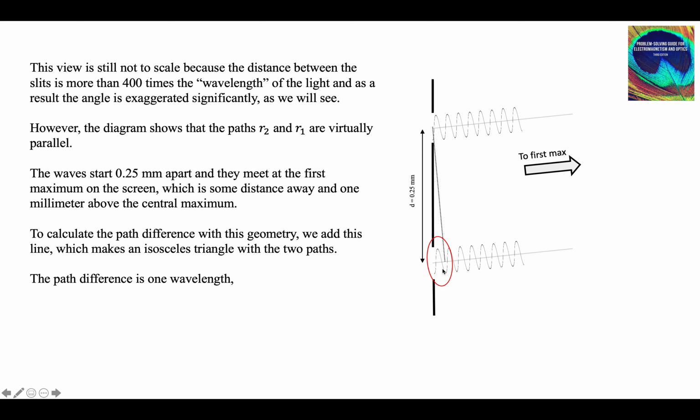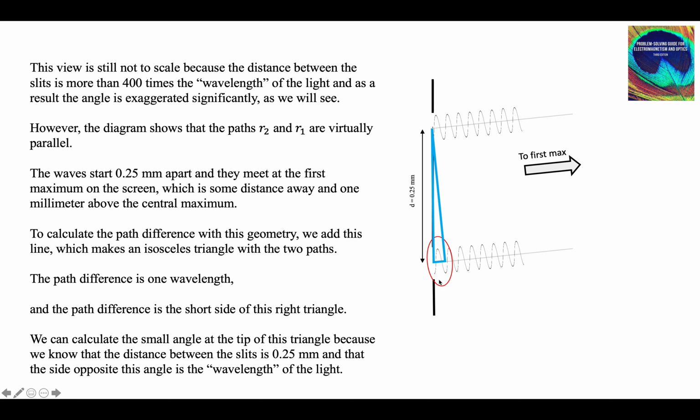There's 1 wavelength. So from this slit to the screen, there's a bazillion and 1 wavelengths, and from this slit to the screen, it's a bazillion. That's why it's the first maximum, shifted by an integer number of wavelengths. The path difference is the short side of this triangle. So if we draw this triangle, there's the hypotenuse, that's the distance between the slits, and this is the path difference, this side of the triangle.